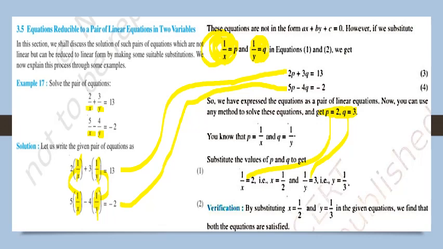So this value p equals 2, now we will write in this equation, because 1 upon x equals p. So 1 upon x equals p means 1 upon x equals 2. And q equals 3 means 1 upon y equals 3. Now 1 upon x equals 2 means x equals 1 by 2. And 1 upon y equals 3 means y equals 1 upon 3.